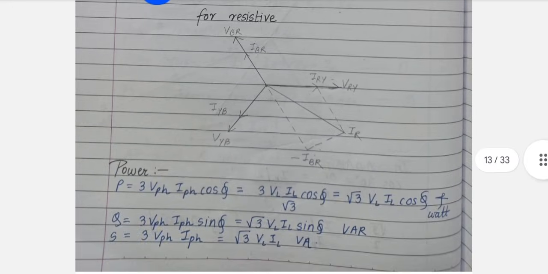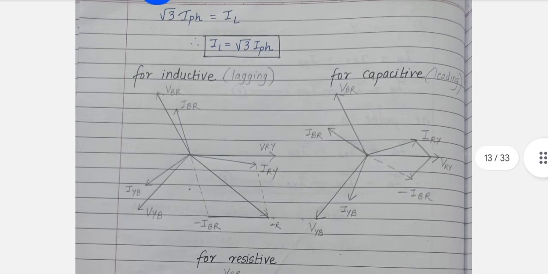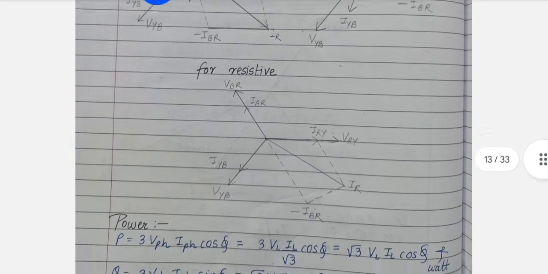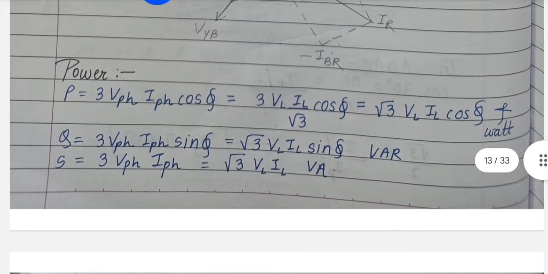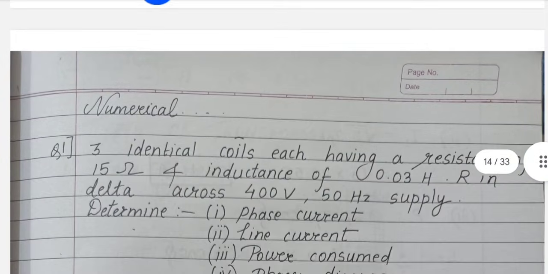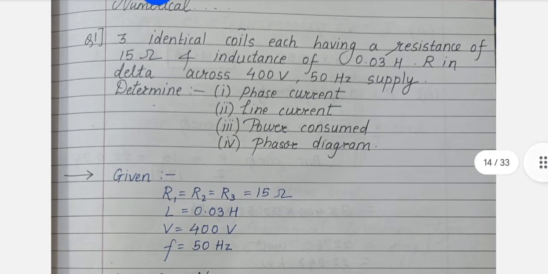I don't think I have to explain all the things now. I have explained star connection in very detail. The same thing you have to follow over here. And again the power is the same here also. Same thing, nothing else. Now I will show you one numerical on the same thing.